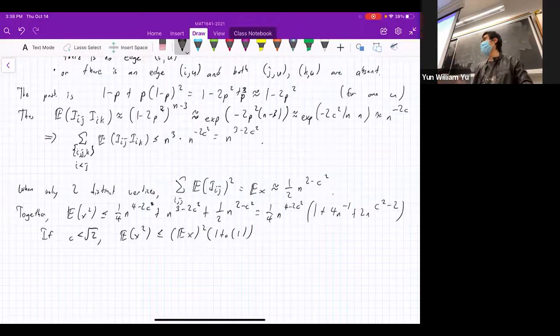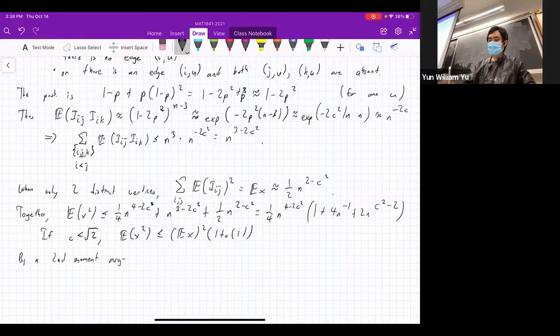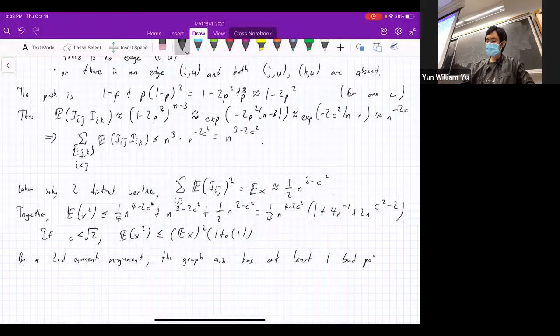Okay, so that entire computation was just to give us this bound on the second moment. And once we have this bound on the second moment, by a second moment argument, which is basically just going through Chebyshev, except we're not explicitly writing out Chebyshev, the graph almost surely has at least one bad pair. So the diameter is greater than 2.